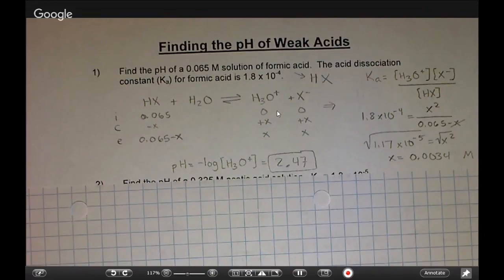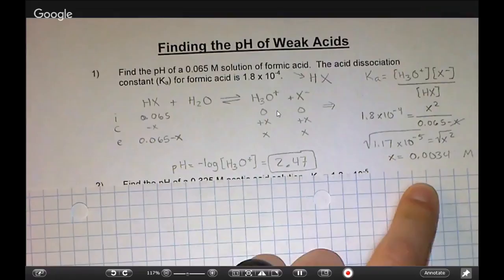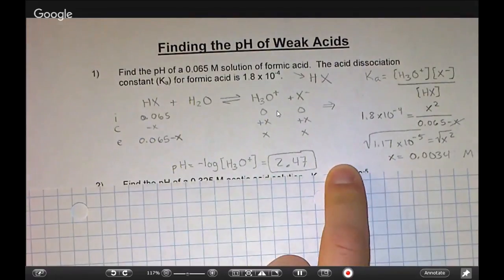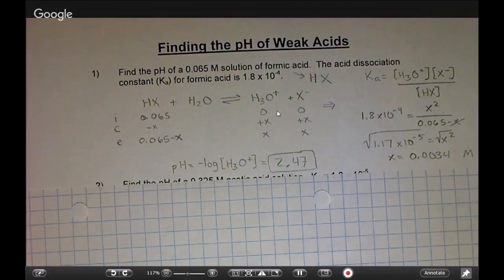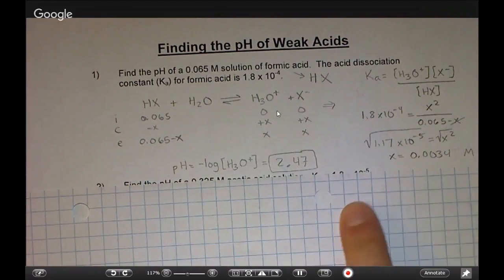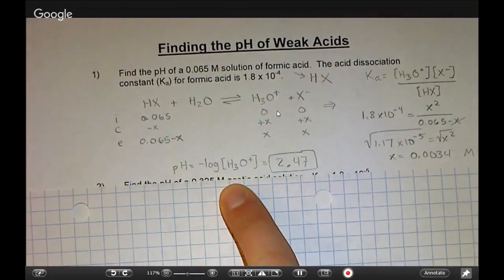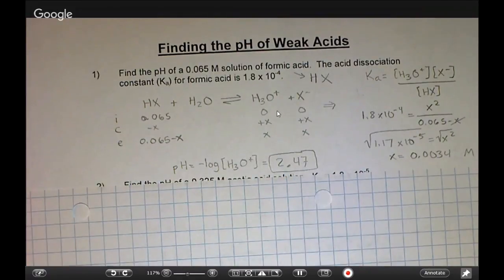Did you put in negative log of 0.0034? So what I did is I just kept the value in my calculator. I wrote it as 0.0034 here just to show the work, but then I just did negative log of answer in the calculator to get this. Like I just said to Jenny, here I just rounded for the sake of putting it on paper, but when I did negative log of that value, I just did negative log of answer from my calculator to get to 2.47. So if you had 2.45, 2.47.